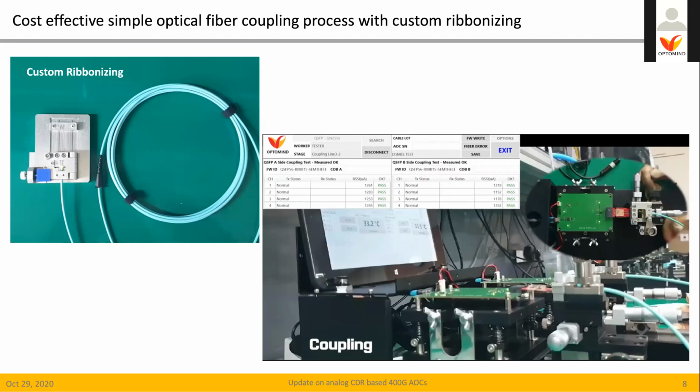We devised a jig and fixture to make custom fiber spacing as a ribbon, and it is used to get easy optical coupling assembly with our own optical coupling station as shown. We could make optical assembly of QSFP AOC in a couple of minutes, including fixing fibers. As you see in the picture, optical power received at the PD for all 8 channels are very uniform among them.